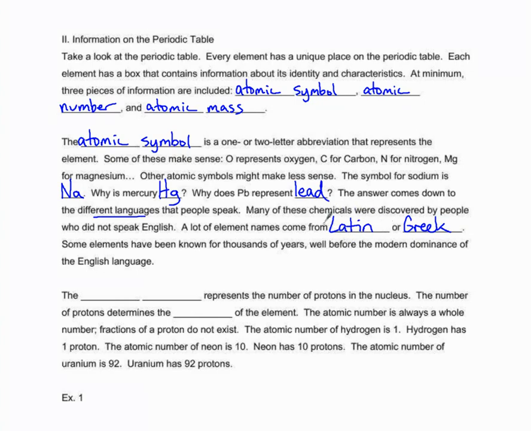These are 2 languages that have been around for a very long time. Latin, we're talking about just over 2,000 years. Greek, we're talking about well over 2,000 years. These are old languages. They've been in use for a long time. Some elements have been known for thousands of years, for instance, lead and mercury. They're named for their Greek names. And this was well before the modern dominance of the English language. This really has only happened on a global scale since the end of World War II.